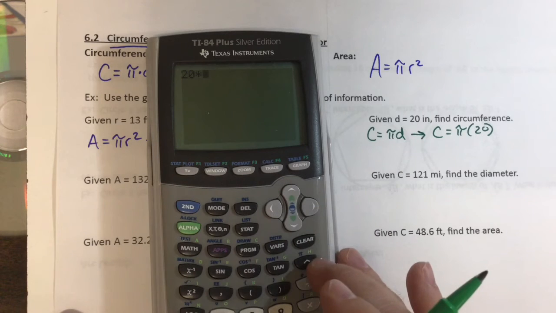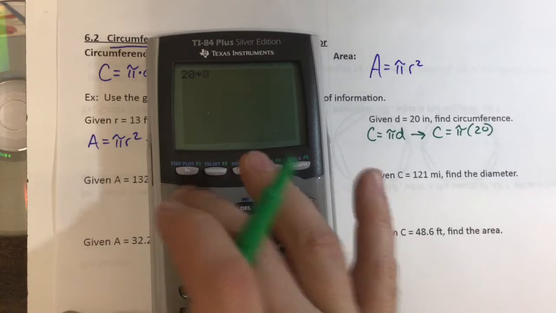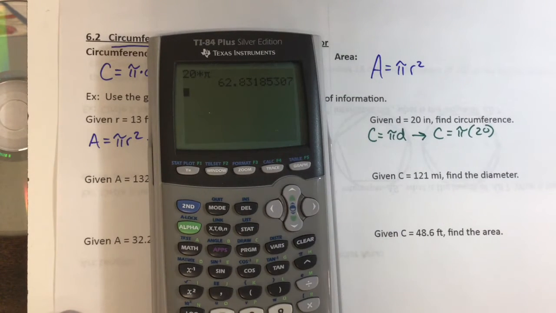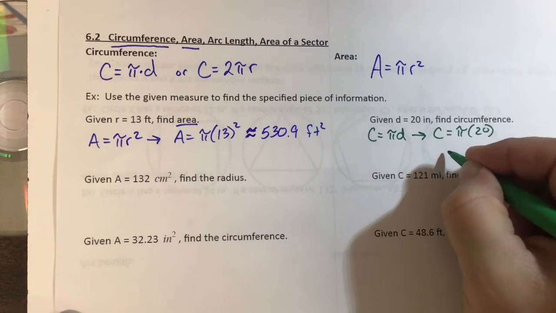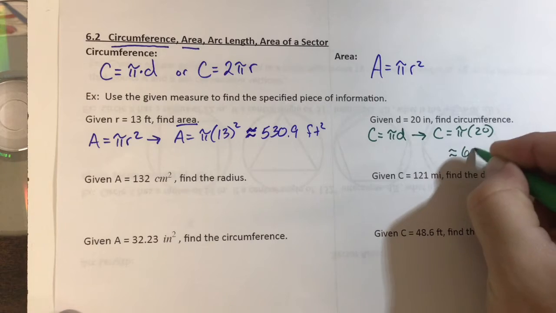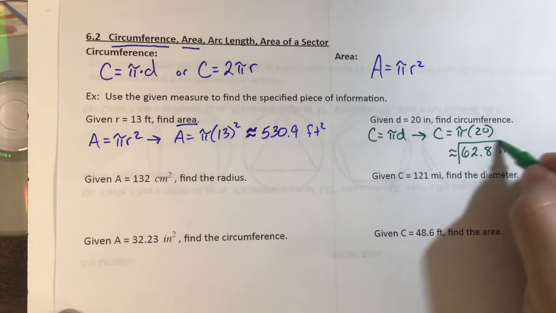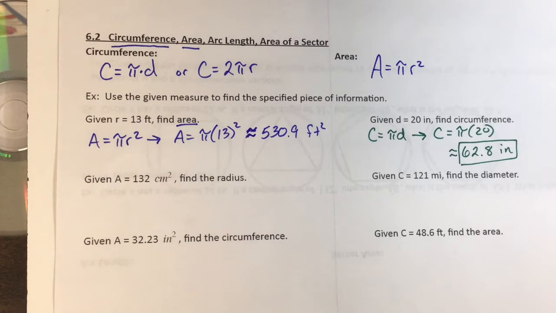Again, to get pi to show up, I don't want to just write 3.14. I actually want to use my pi button. So hit second, and then this exponent key right above it brings up pi. And we get 62.8. Our circumference here is approximately 62.8 square inches. Not square inches, I'm sorry, just inches, because it's circumference and that's just a linear measurement.